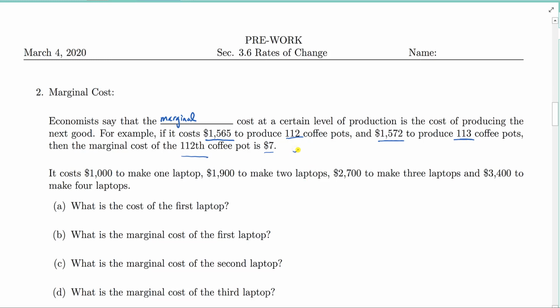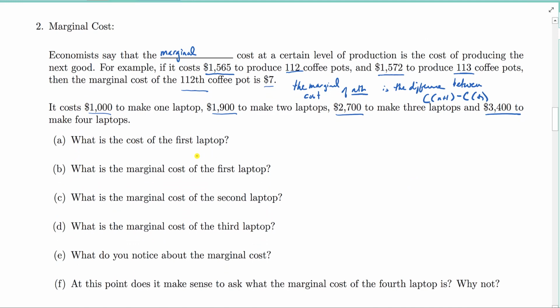The marginal cost of the nth good, and this is a numbering issue, the marginal cost of the nth good is the difference between the cost when we produce n plus 1 goods and the cost when we produce n goods. So let's look at this example where the numbers are a little bit easier to work with. It costs $1,000 to make one laptop, $1,900 to make two laptops, $2,700 for three, and $3,400 to make four laptops. So what is the cost of the first laptop?